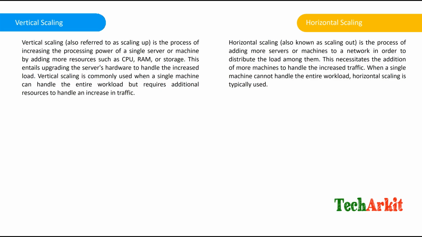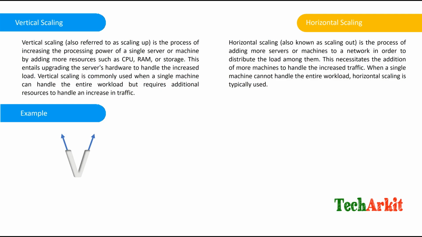Example, in this case, you're not adding more CPU or more RAM to the server, you're adding a parallel server to the environment. It means the single machine cannot handle the entire workload, so you are adding more machines, one, two, three, four, five, something like that. That is called horizontal scaling. Let's see an example here.